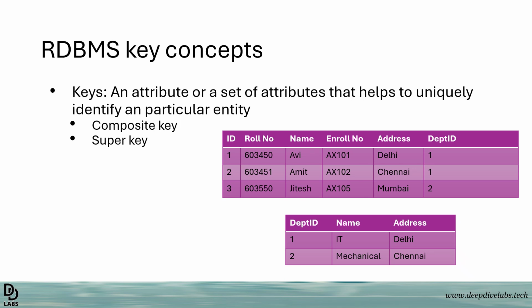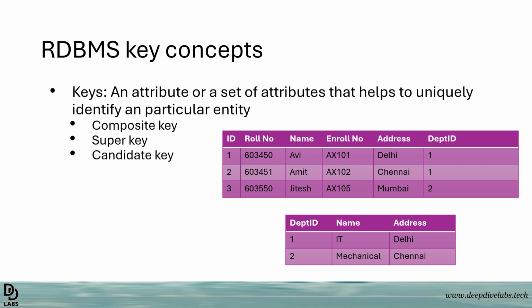A super key is the set of all attributes or combinations of composite keys that can uniquely identify a particular row. From that set, a minimal subset of it, which cannot be further broken down, right, and which can uniquely identify, is called a candidate key.